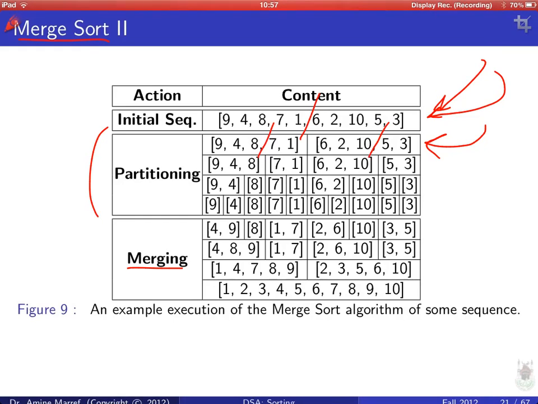Okay. Now, if you look carefully, this is the original sequence, and this is the sorted sequence. This is the original sequence split into two subsequences which are not sorted. This is the original sequence split into two subsequences which are sorted.